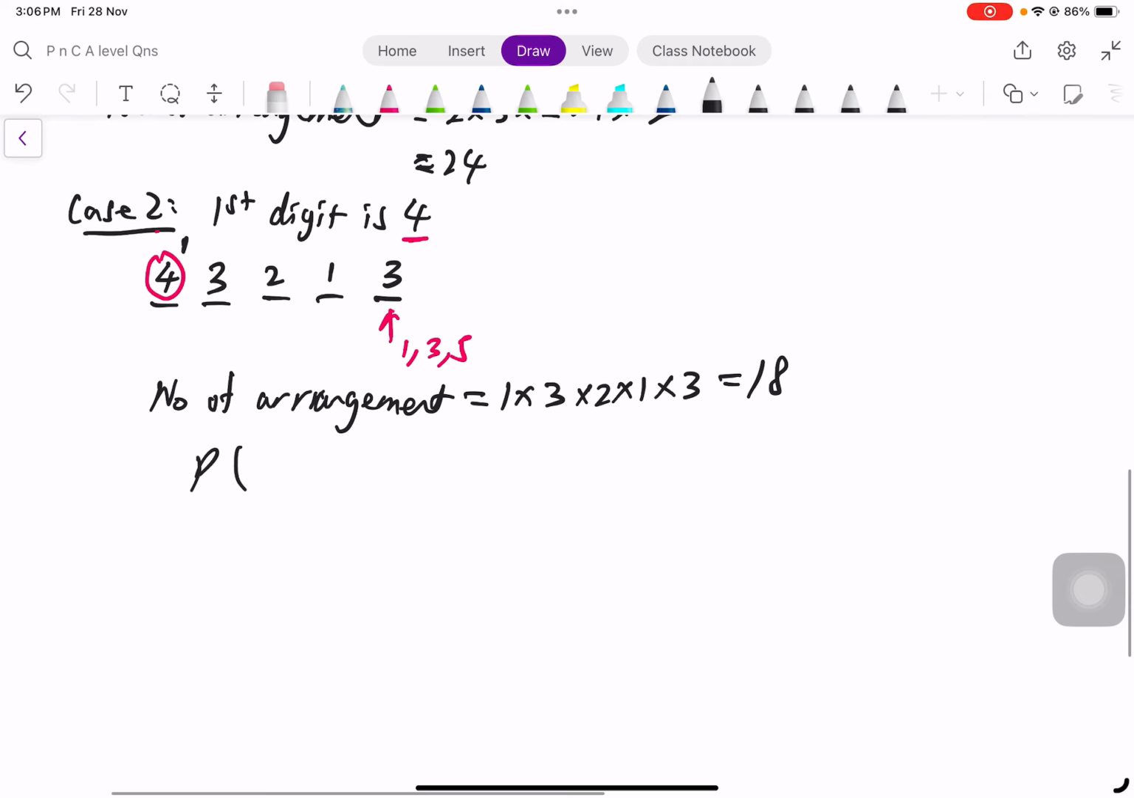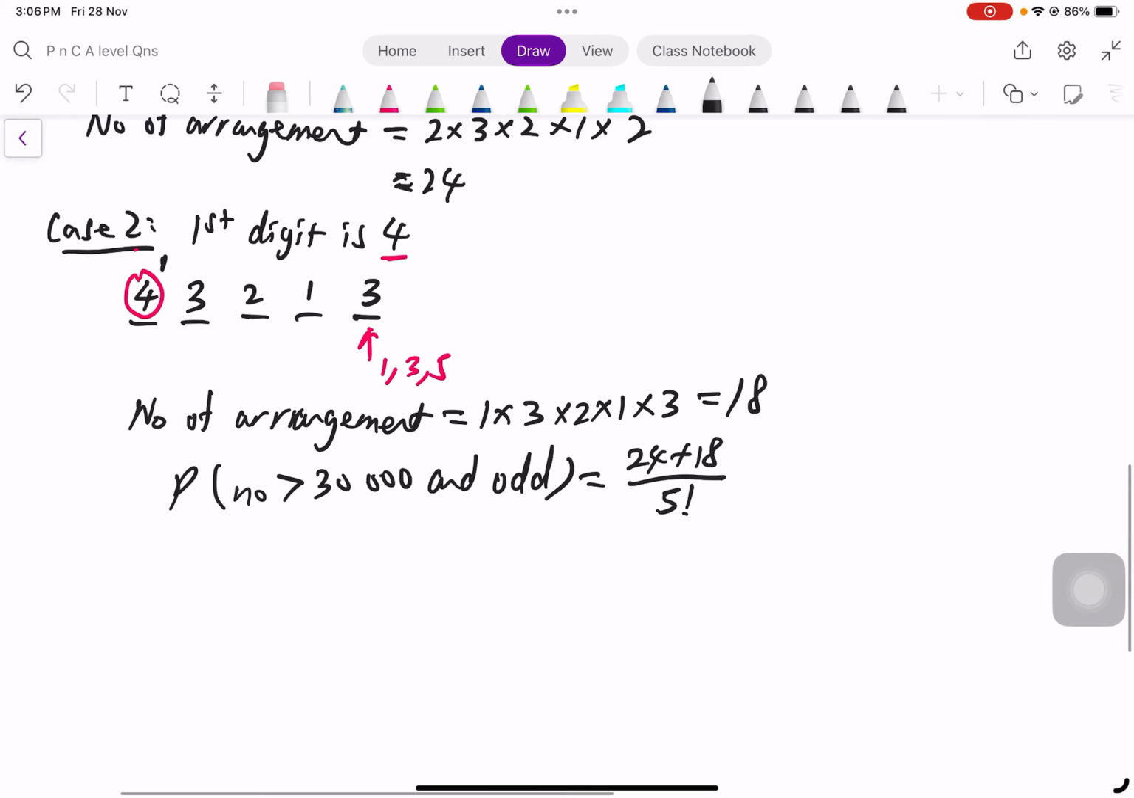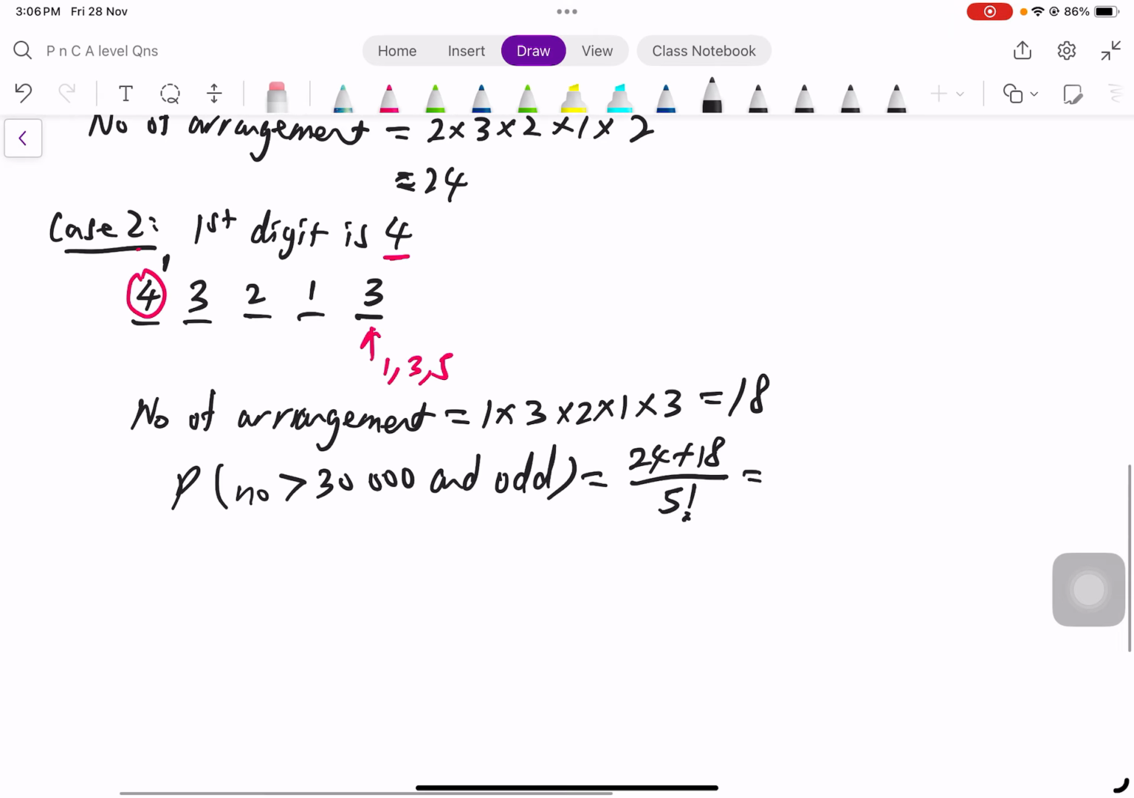Therefore, the probability that the number is greater than 30,000 and it is also odd is equal to 24 cases plus 18 cases divided by 5 factorial when there's no restriction. That means this would be 42 divided by 120. Therefore, you can divide by 6, or 7 divided by 20. That would be the answer.